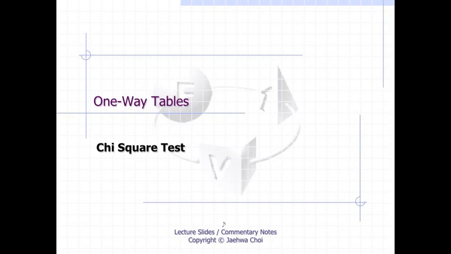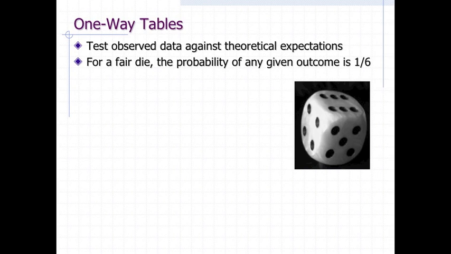One-way tables. The chi-square distribution can be used to test whether observed data differ significantly from theoretical expectations.